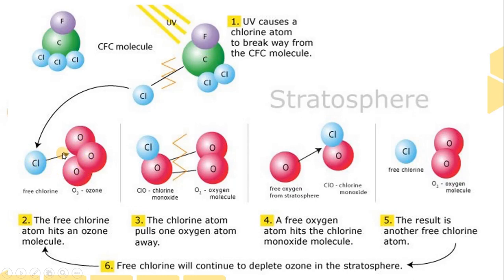So this one disrupts them, and the chlorine atom pulls one oxygen atom away, so it becomes chlorine monoxide, leaving an oxygen molecule on this side. This free oxygen now meets a chlorine monoxide, and it merges again. The result is another free chlorine atom, which goes back and disrupts another ozone molecule. So that's why the ozone layer molecules get broken down.